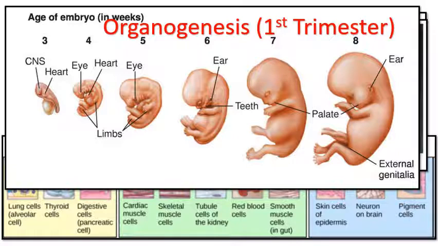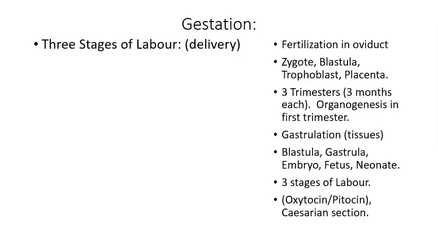Okay, so just remember that organogenesis occurs in the first trimester. Now what happens when we're trying to deliver the baby? The baby wants to come out after 9 months. Right? There are actually 3 stages of delivery.